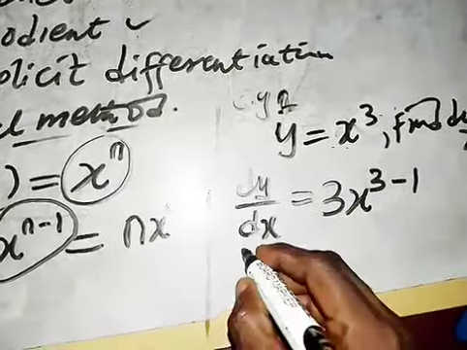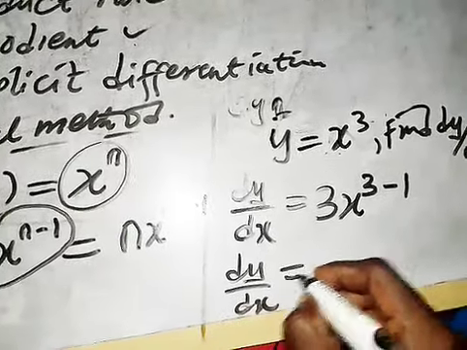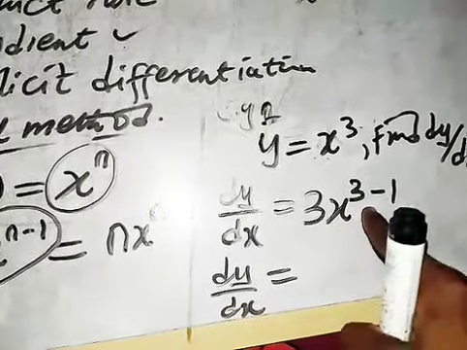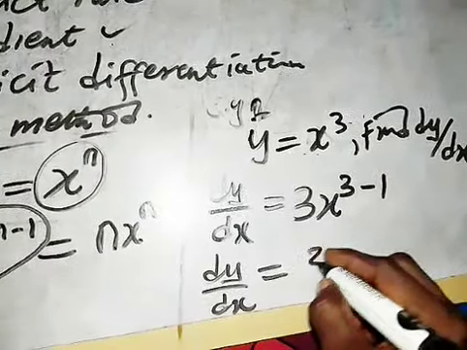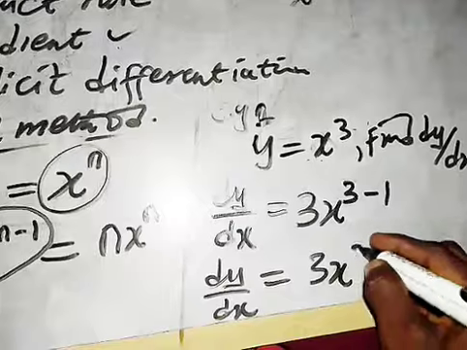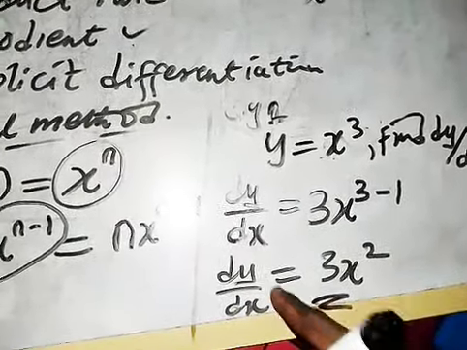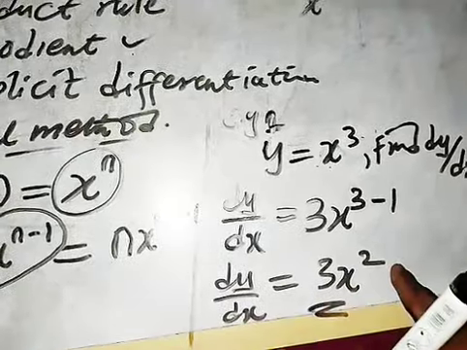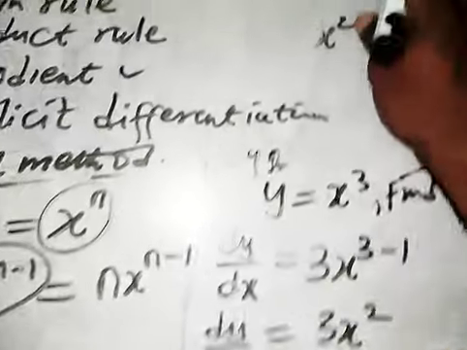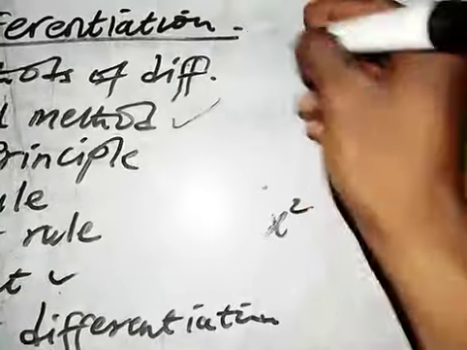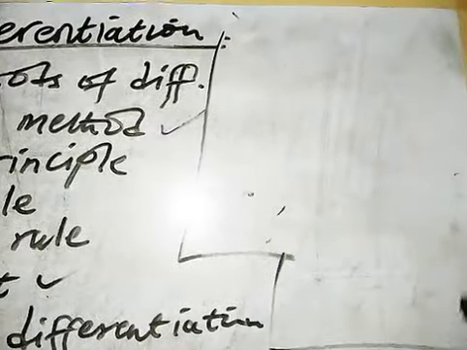So dy/dx is equal to 3 minus 1 is 2. So dy/dx is 3x squared. That is the final answer. dy/dx is 3x squared. Okay, and you are finding dy/dx. And I have here example 2 before I give you your assignment.